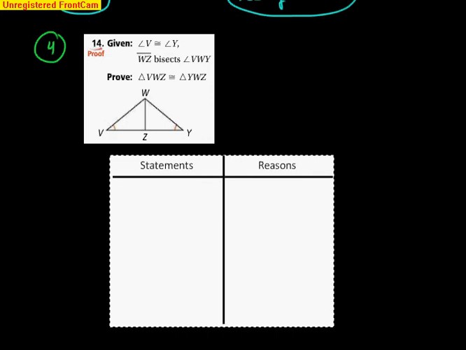I have these two triangles. I'm given that angle V is congruent to angle Y. So I'm going to write that down.